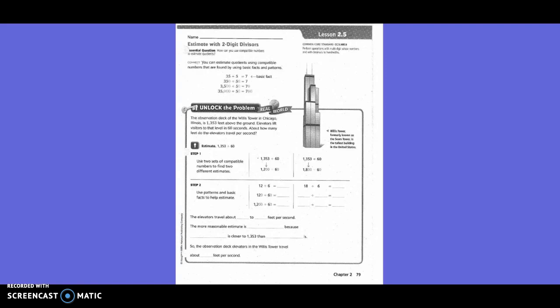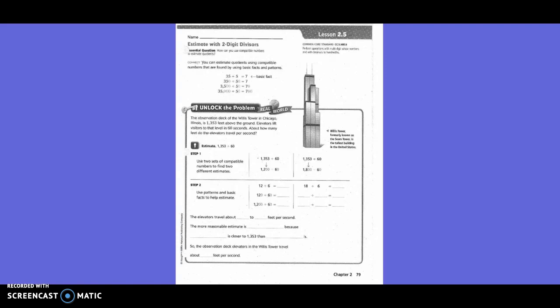So they got an estimate for 1,353 with a multiple of 6. So they estimated it to 1,200, right? Divided by 60. So that would be the low estimate because it's below, right? And then the next multiple is 18. So they also did 1,800 divided by 60. Okay? So use patterns and basic facts to help estimate.